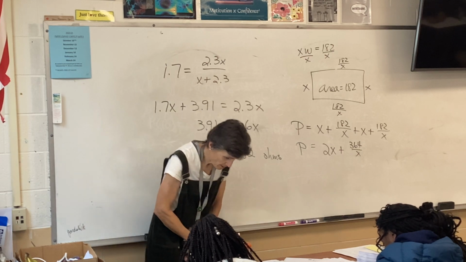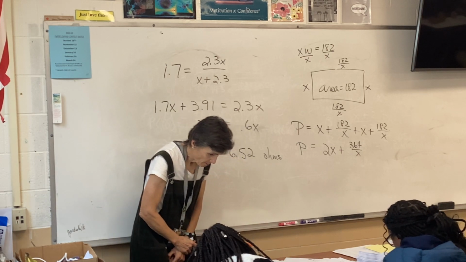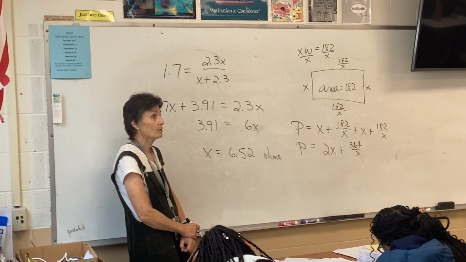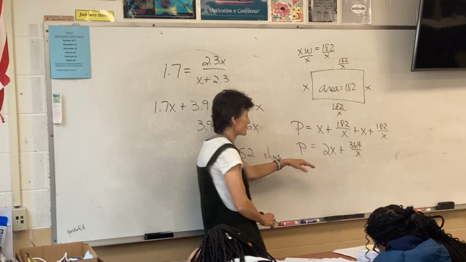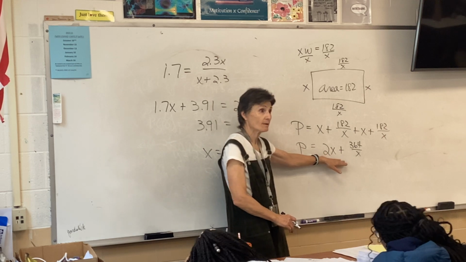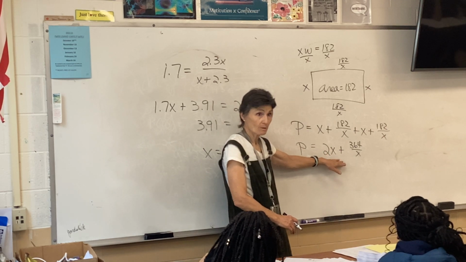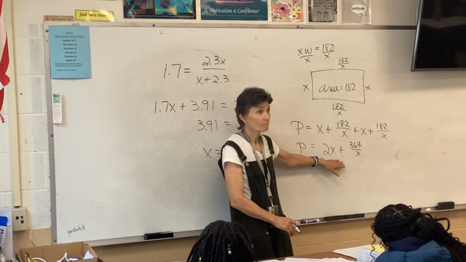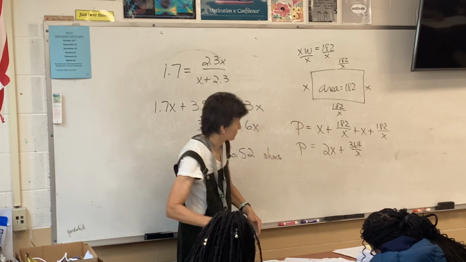Yes. Now, what am I trying to do here? It says find the least perimeter. Find the dimensions that has the least perimeter. So in other words, I want to look at this guy right here. This is the perimeter. And I want to find the minimum. All right, so let's do it.